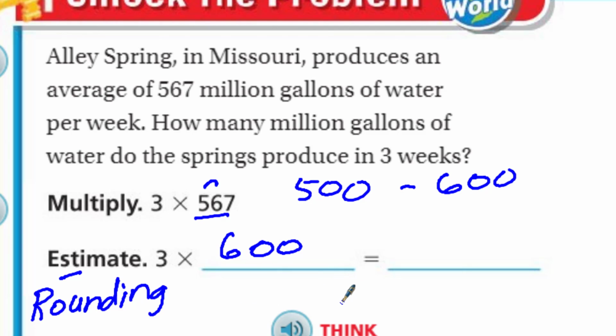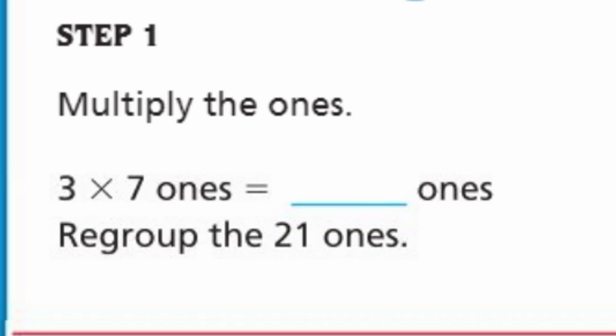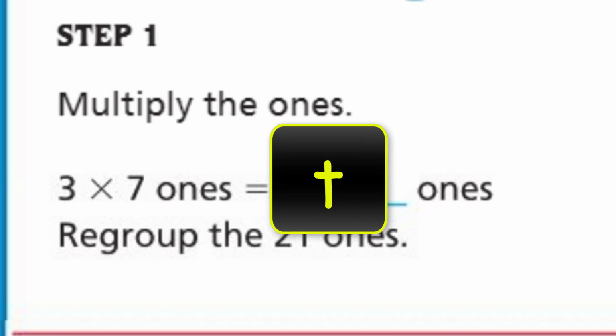So that means our actual answer, and why this is kind of important, should be less than our estimate. So our estimate is going to be 1,800. And that means our actual answer should be a little bit less than that. We'll find out later if that's true. Okay, let's continue. Now it says think. Yes, okay, step 1. We're going to multiply the ones.